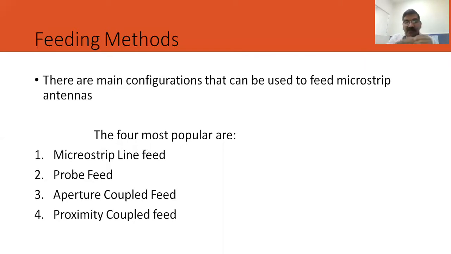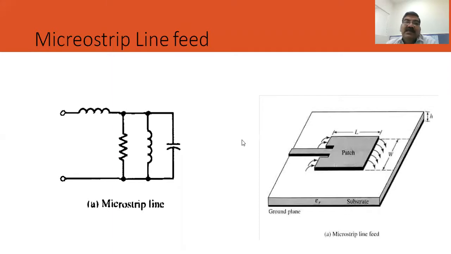Each one of these we can discuss: microstrip line feed, probe feed, aperture coupled feed, and proximity feed. Generally microstrip line feed and the probe feed are the popular ones, and the aperture coupled and proximity feeds are somewhat complicated, so they are rarely used. But microstrip line feed and probe feed are popularly used. Now I'm giving here the microstrip line feed and its equivalent circuit.